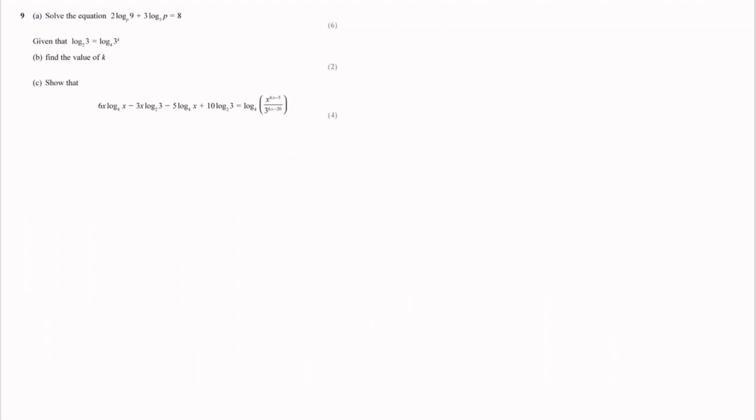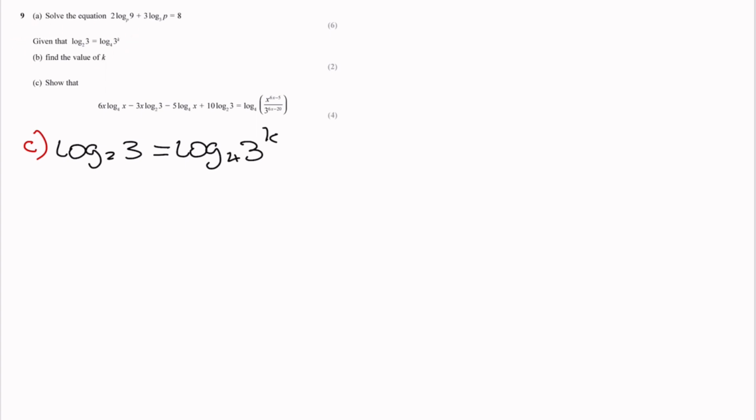Part C. Show that this left hand side is equal to this right hand side. So on the left hand side we got some terms in log to the base 4, log to the base 2, log to the base 4, log to the base 2, and we want to simplify all this to make it look like this. So we need our answer to be in terms of log to the base 4. So we can use what we were given in the question, that log to the base 2 of 3 is equal to log to the base 4 of 3k. That's told to us here in the question.